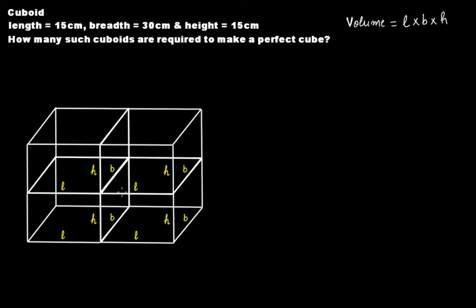Now tell me, here we have used 4 cuboids to make a perfect cube. So basically what we have done is, our final volume is 4 times the initial volume. Let's say the initial volume was represented by V, now the final volume is what? 4 times V. Because for one cuboid it's V, then the final volume is 4 times V.